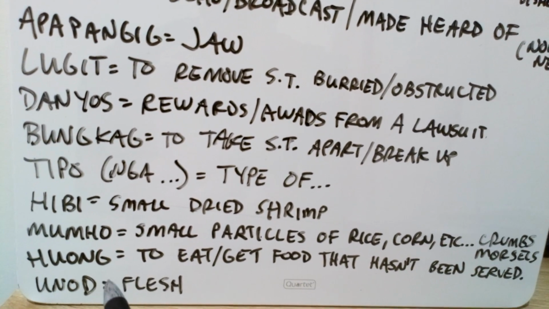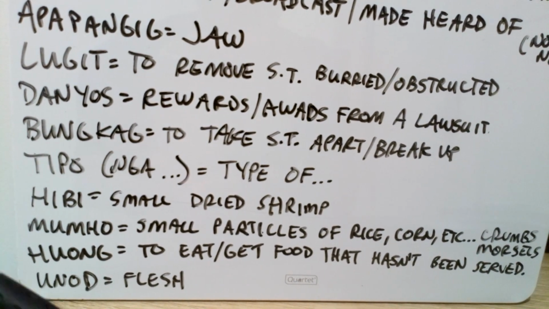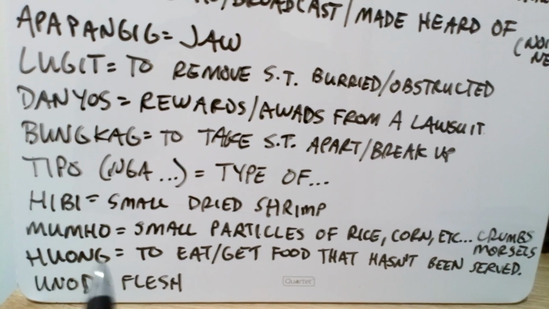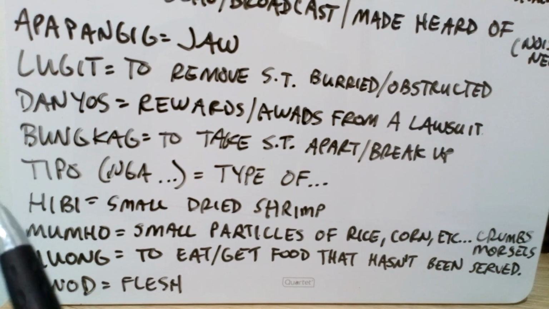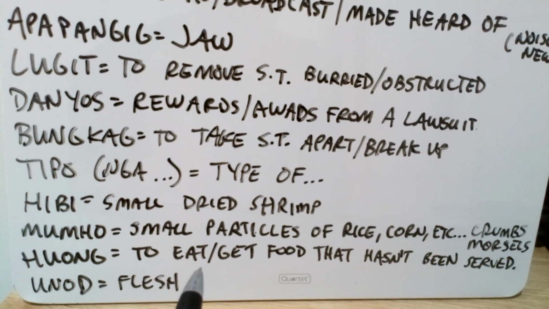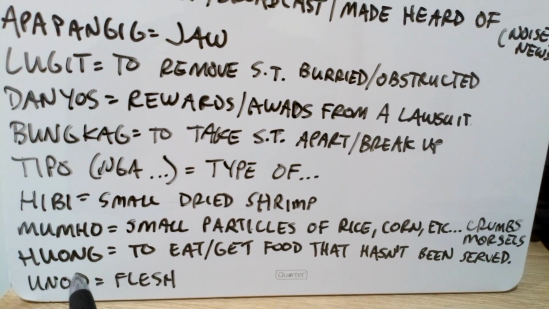Huong, right, is that verb that is specifically to eat food that hasn't been served yet, whether the food has just been newly cooked in a pot, in a pan, in a wok, or has been newly baked, something like that. It hasn't been served yet, but you want to be greedy and you just eat straight from the pot, right? You can also use huong.